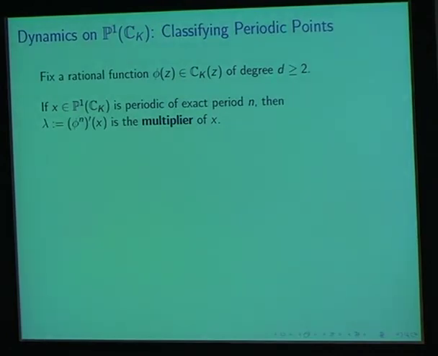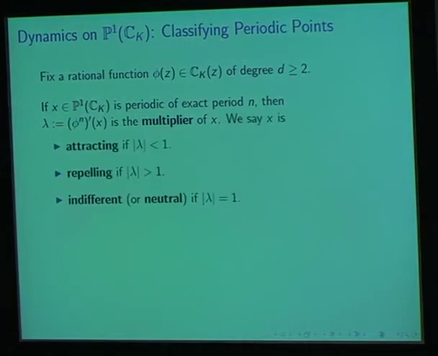And as Joe said, if infinity is periodic and we want to know its multiplier, just make a change of coordinates, move it away from infinity and compute the multiplier that way. It's not going to affect the multiplier. And you say that the point is, again, attracting if its absolute value is less than 1, repelling if bigger than 1, indifferent if it's equal to 1.